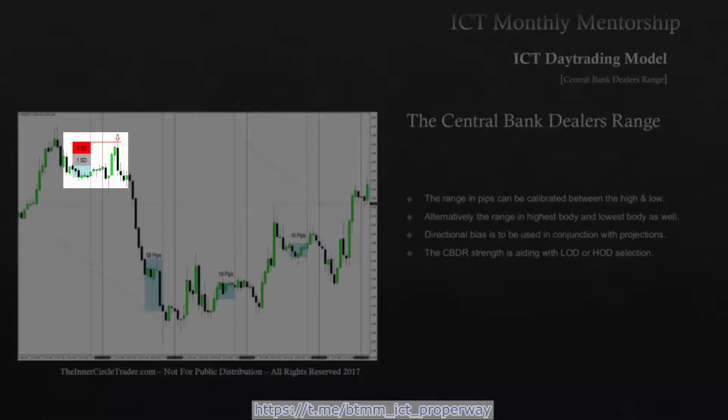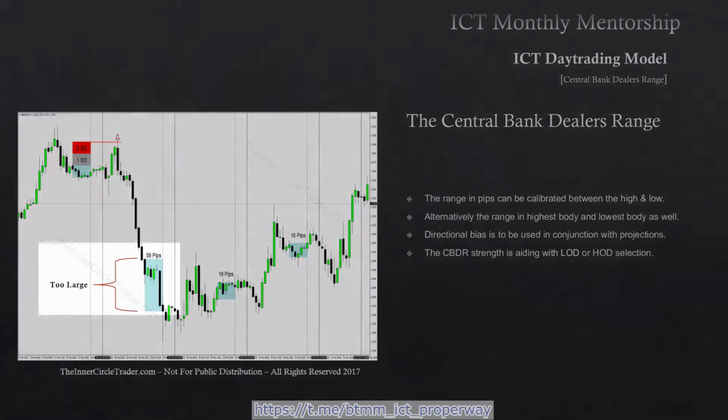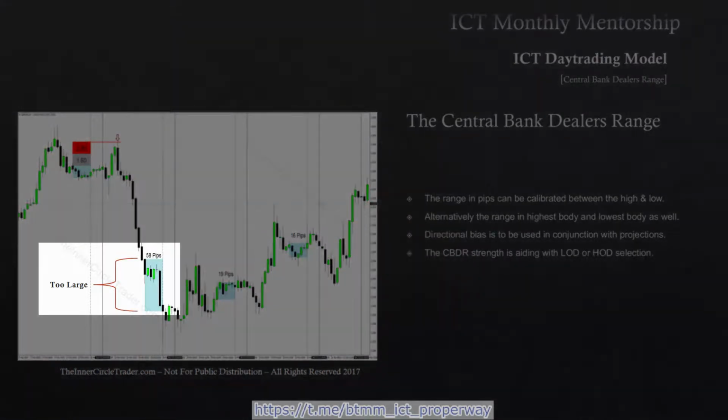Now, it does not mean it's going to call it to the pip. It might go a little bit above it. It might fall a little short of it, but it gives us a range to look for. The next one in our example here, the range is 58 pips. Now, this is too large. Our rules state that we want to have 40 pips or less, ideally 20 to 30 pips.